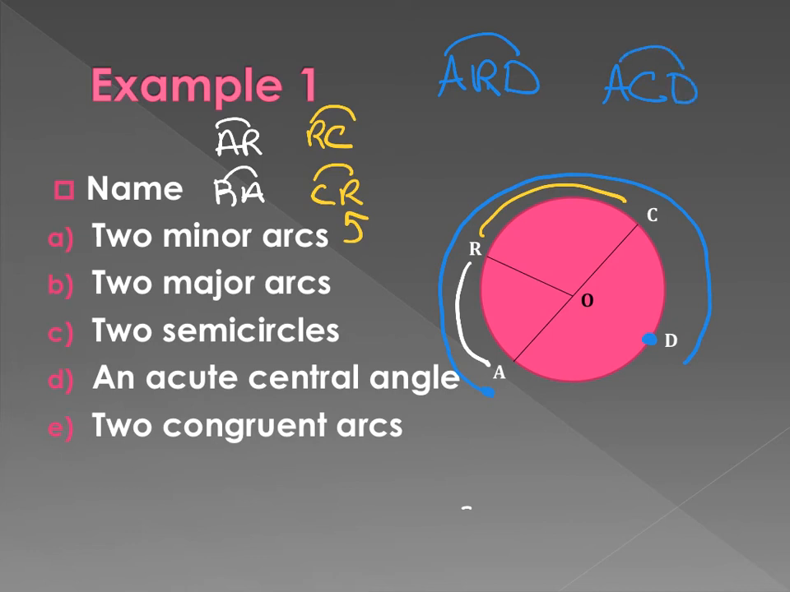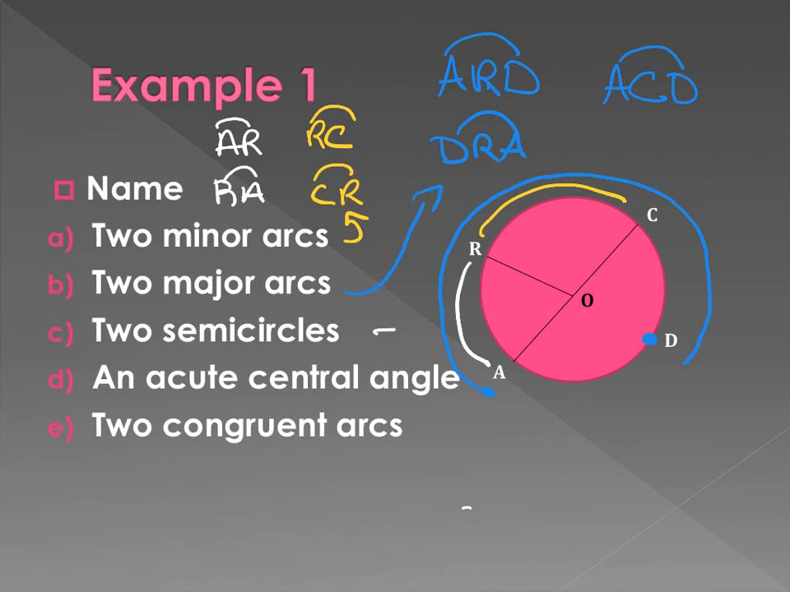I could have gone the other way. I could have said DRA. Either way. I could have started at R, or I could have started at any other letter. It didn't matter, as long as I went greater than 180. So those were the major arcs.